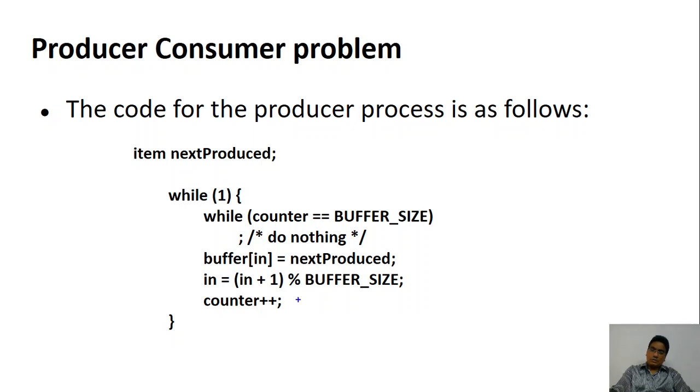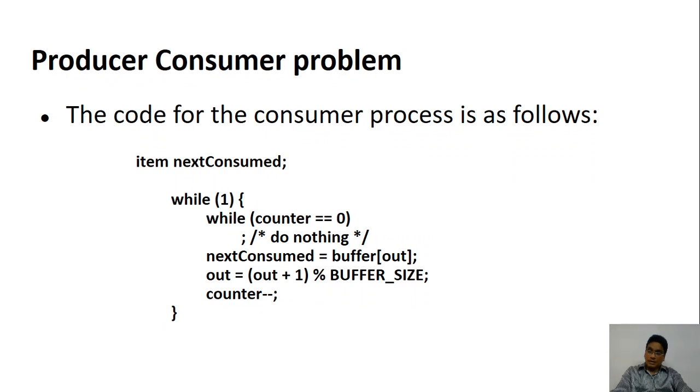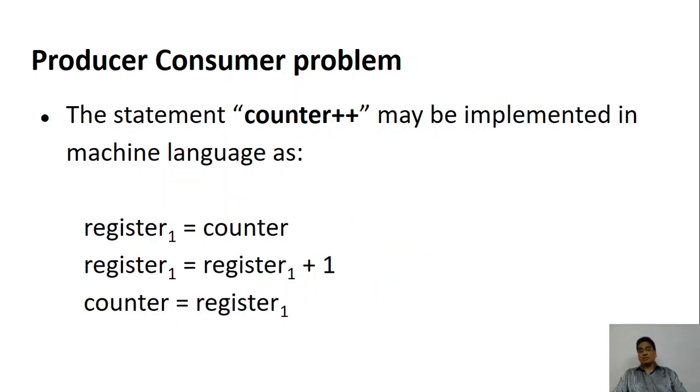Which are those two counters? One is counter plus plus, which is going to be incremented whenever a new item has been added. So whenever a new item has been added, the counter gets incremented. What about the other counter? The other counter is here: whenever an item is consumed, the counter gets decreased.